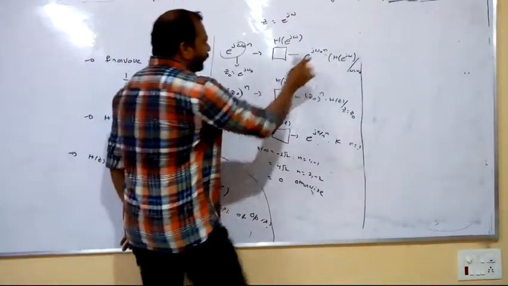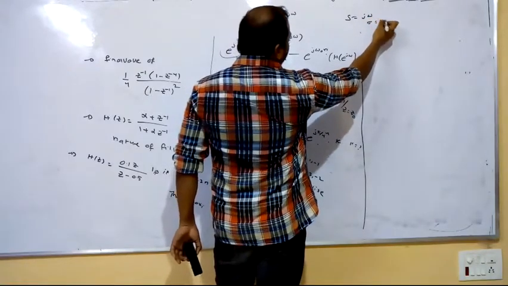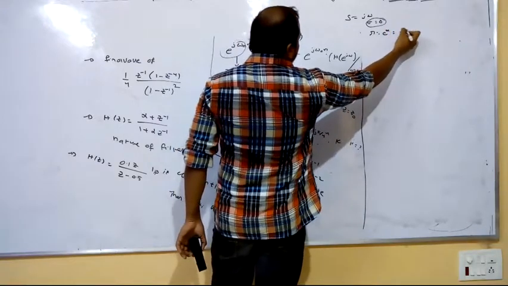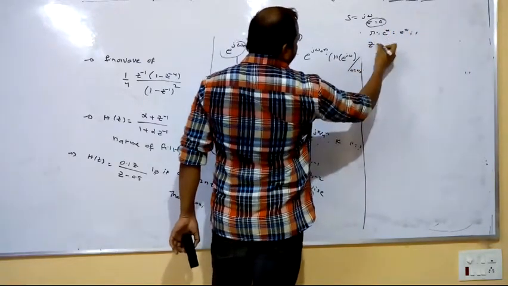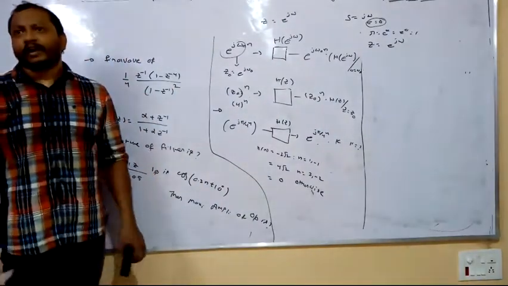Here we have s equal to j omega, right? Then sigma is equal to 0. Sigma equal to 0 means r is equal to e power sigma, e power 0, which is equal to 1. So the corresponding z is equal to e power j omega. Nothing new here, not a new thing.